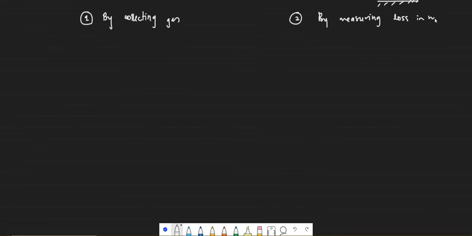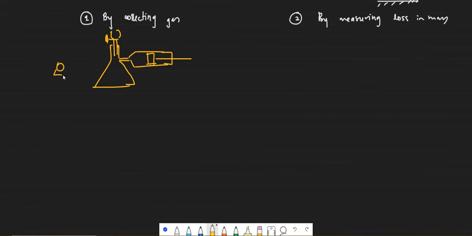Right. So let's discuss that. If you're using method number 1, the apparatus would be something like this. You'll have a conical flask, and at the neck of the conical flask there will be a gas syringe, that is the plunger. This will be enclosed. You can have a tap funnel over here. This is going to be enclosed. And you need a stopwatch over here as well.